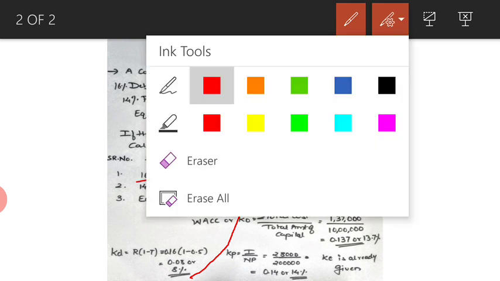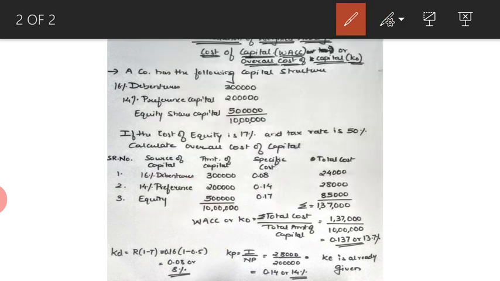Coming to the next one, we have the specific cost of preference. Again, they have not given maturity, par, premium or discount. So it is an irredeemable preference capital issued at par. So the formula is KP is equal to, by mistake it has become I, it should be D. So KP is equal to D divided by NP.